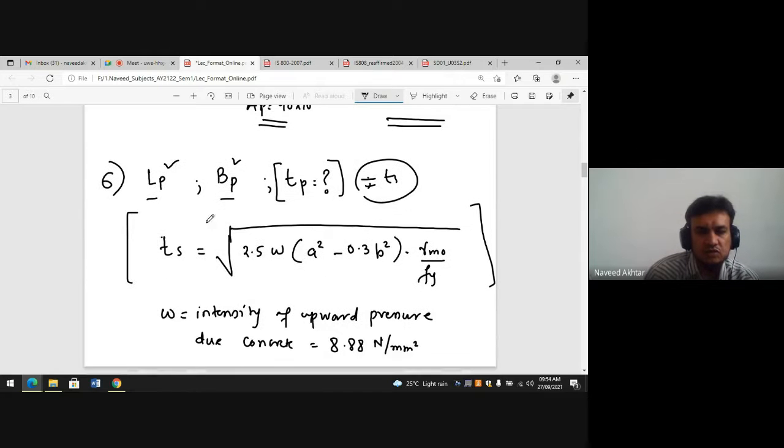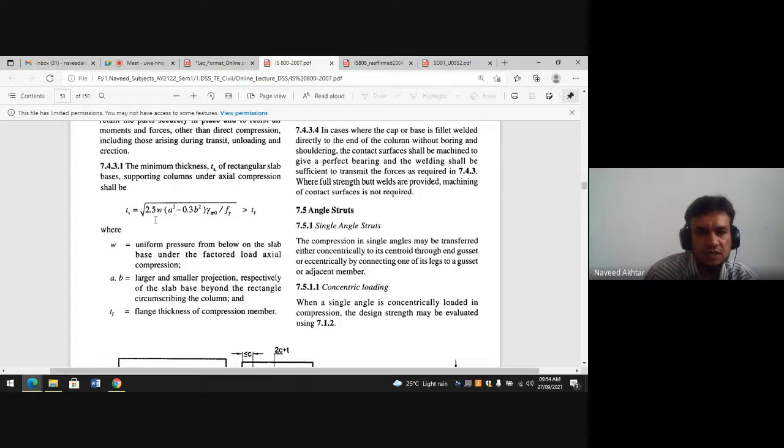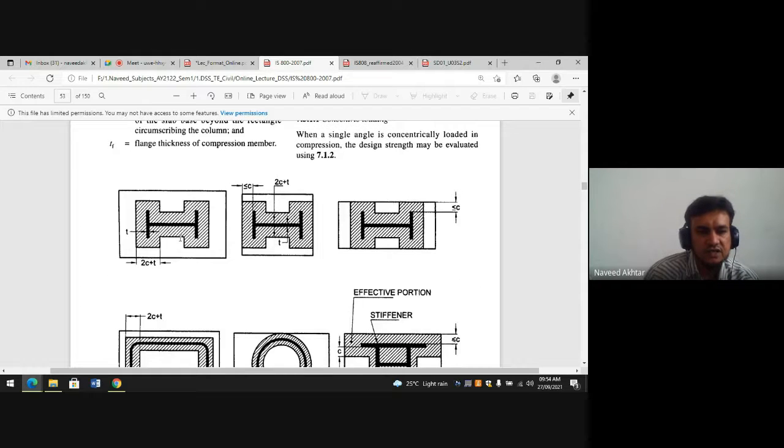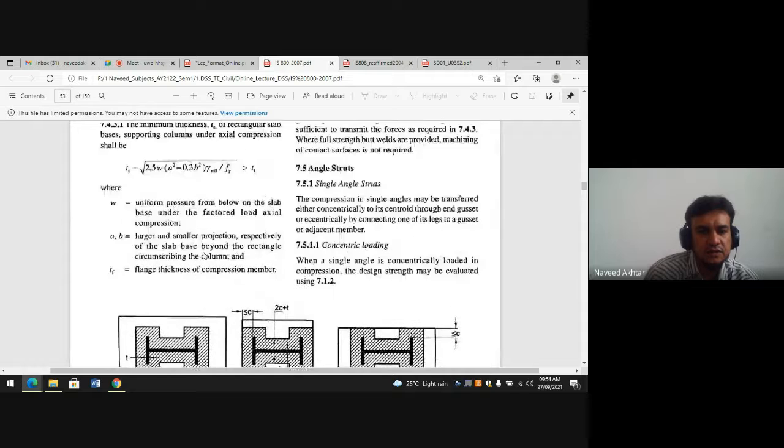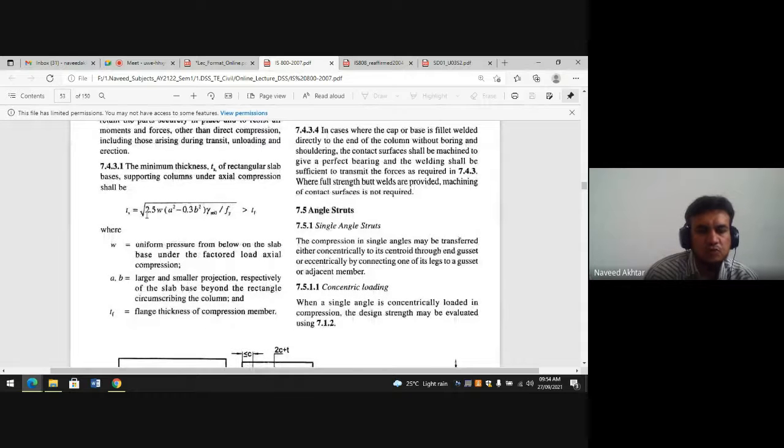We have gone through the IS code formula at clause number 7.4.3.1 at page number 47. This is given at page number 47. TS is equal to under root of 2.5 W (A square minus 0.3 B square) into gamma m0 divided by Fy, and that should be greater than TF. TF is the thickness of flange.